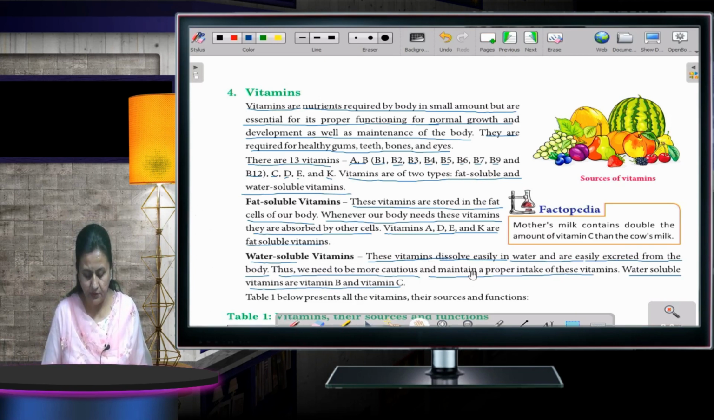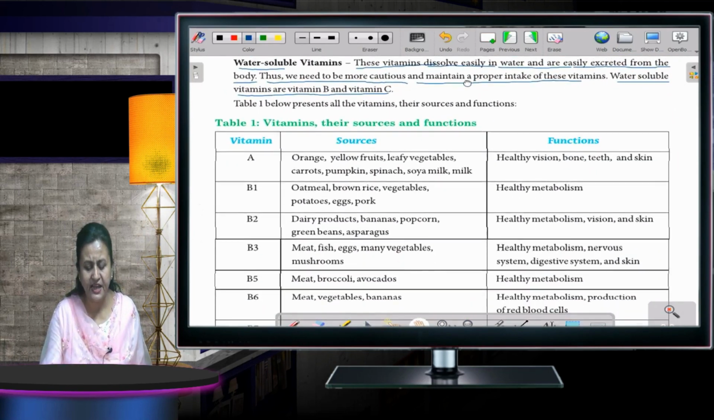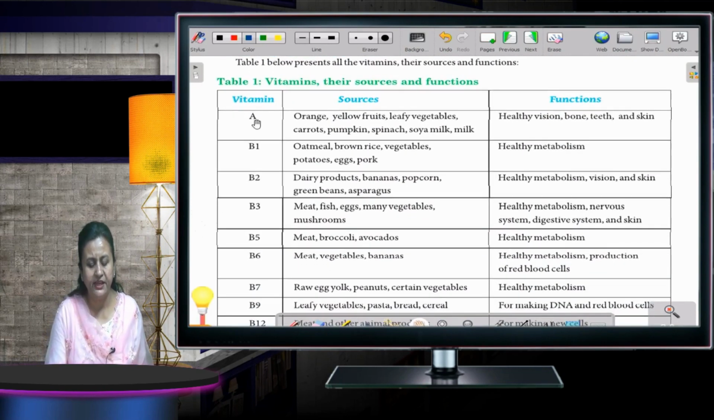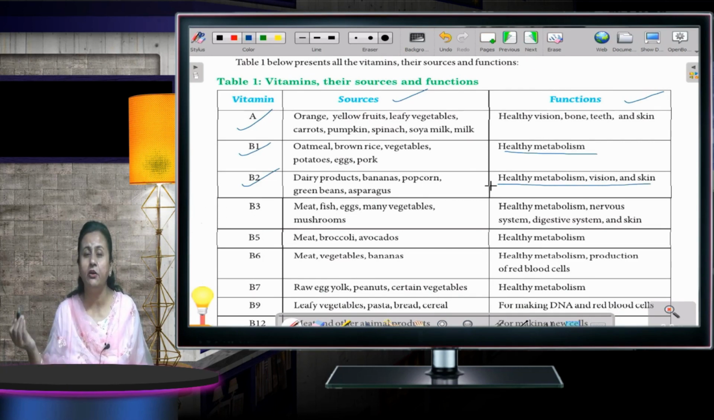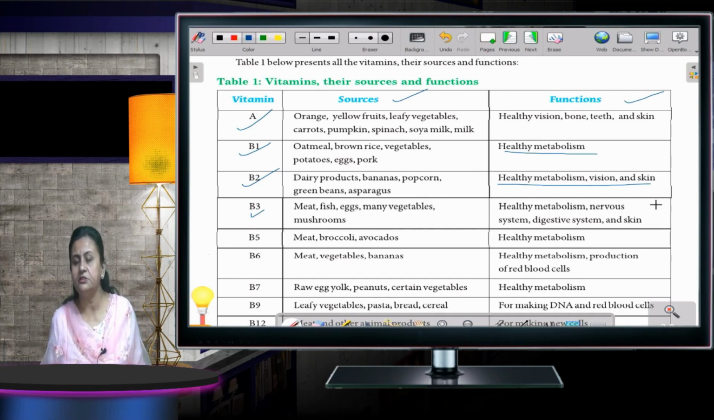Okay. Now you can just have a look at this table. The name of the vitamin is there, the source is there, and what the function is. Vitamin A is necessary for healthy vision. Vitamin B1 for healthy metabolism. Vitamin B2 for healthy metabolism, skin and vision. Then B3 again healthy metabolism, nervous system, digestive system. Different vitamins have been mentioned over here, with their sources and functions. You can just go through it.